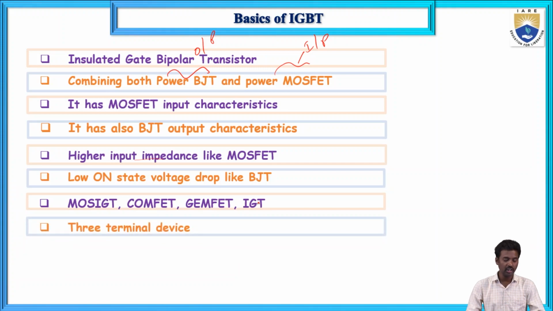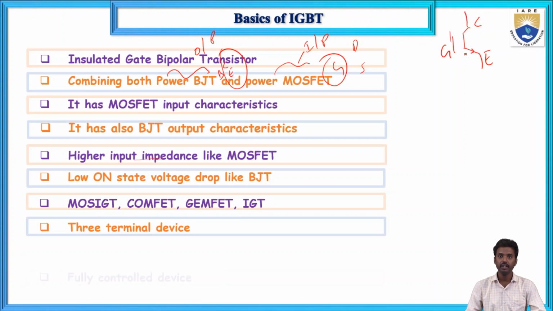And next, it is a 3-terminal device. In the BJT we have collector, emitter and base, and in the MOSFET drain, source, gate. But in the IGBT, the input side is the gate, as in the power MOSFET, and the output side is the collector and emitter, as in the power BJT. So the terminals are gate, collector and emitter.